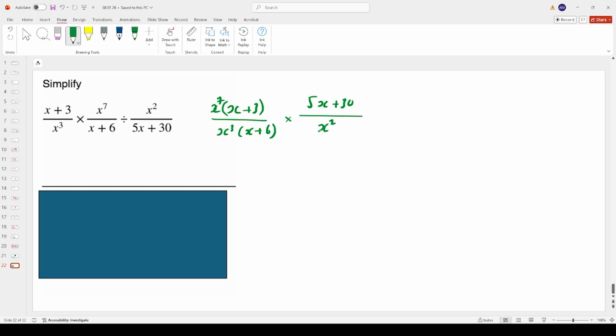Anyone do something like that? So at the bottom, you're going to have x to the... When I combine these two, what do I get? Oh yeah, you can do that. So x to the 5, and then x plus 6. And then on the top, x to the 7, x plus 3, and 5x plus 30. Right, let me go back a bit.